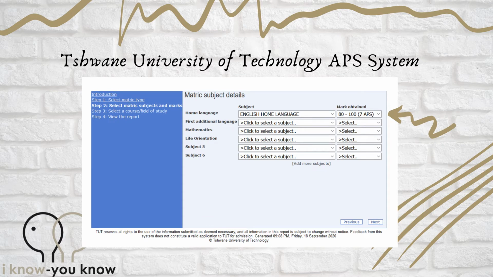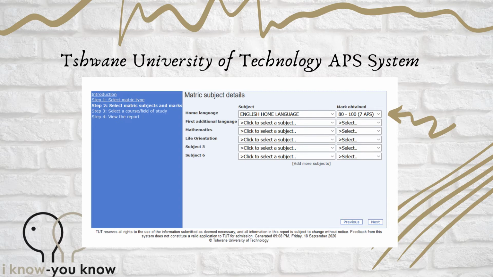Step 2 is to select your matric subjects and marks. So they've got their home language, first additional language, mathematics, life orientation, and next subjects, and you can add more subjects. And then what you basically do is that you pick a mark, and I have already chosen English home language, so you can see how that looks.